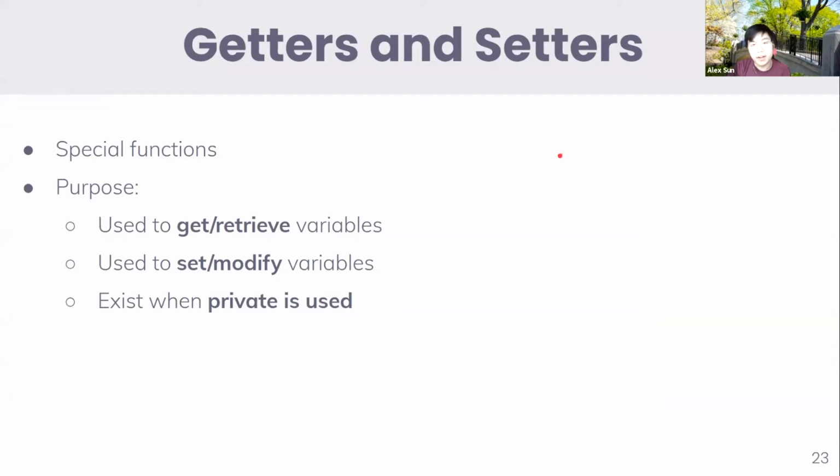So there are more special functions that you'll commonly see. There are things called getters and setters. We will talk about why they're called those in a second. But if you couldn't tell, they're used to get variables and to set variables, and they mainly exist when this thing called private is used. We don't quite know what that is yet, but let's talk about it. So actually, let's do another nice thing in the chat. What do you guys think private means? Or what is your definition or use case of private?